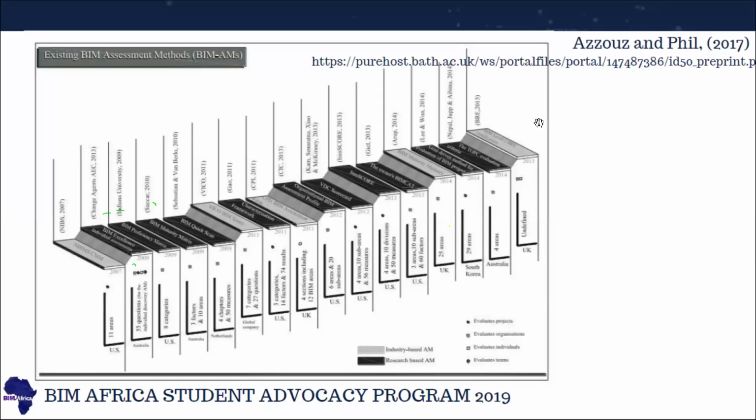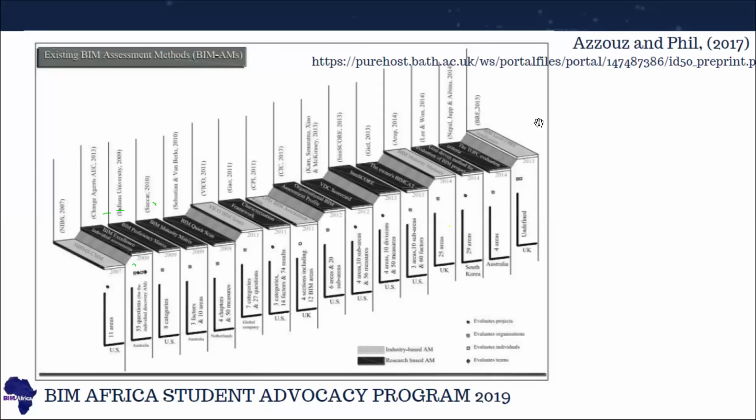The next one is 55, the next one is 8, the next one is 3. So under these, you can find how many criteria are put on each BIM assessment method. Some have little, some have more.